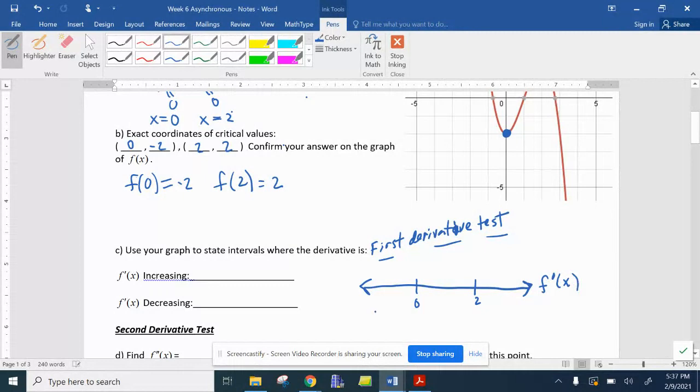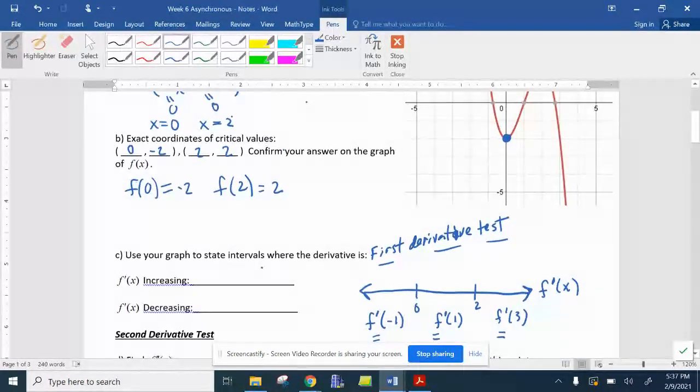And I'm going to test points for the first derivative to the left of 0. So perhaps I pick negative 1. I'm going to pick something between 0 and 2, easy to pick, 1. And then I'm going to pick something to the right of 2, and I'll pick 3. So I'm really just looking for signs of these values, whether they're positive or negative, to say whether they're increasing or decreasing. And yes, I also created a table for this.